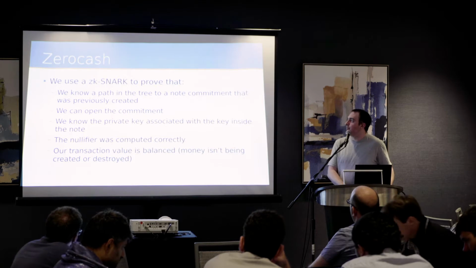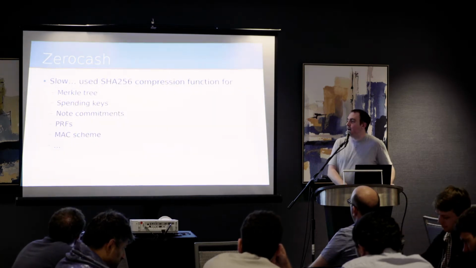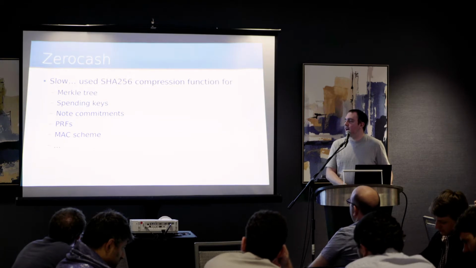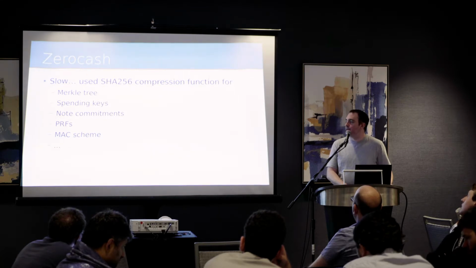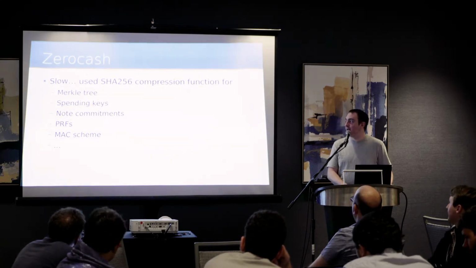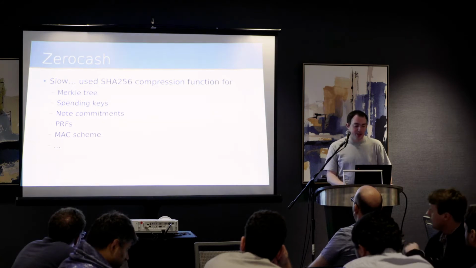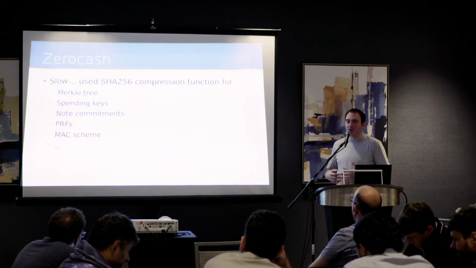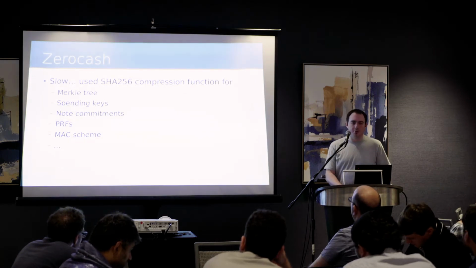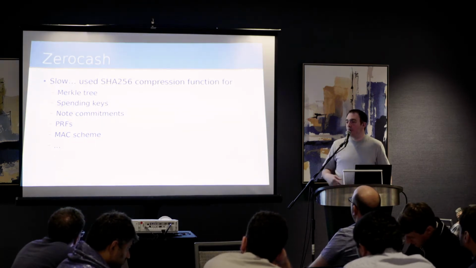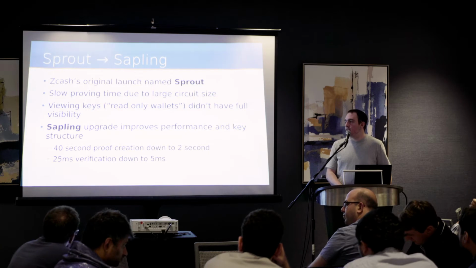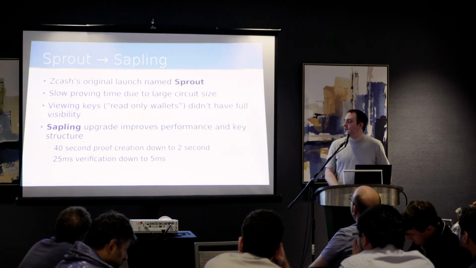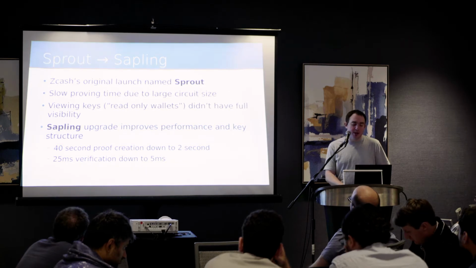So ZK-SNARKs let us do all this, but they have a reputation for being really slow, because unfortunately that's mostly our fault. They're not that slow, they're actually pretty fast, but we used SHA-256 a lot for pretty much everything in Zerocash. We used it for the tree, and for a bunch of things where we only needed collision resistance and didn't need all these other properties, or where there were other options we could even use instead.